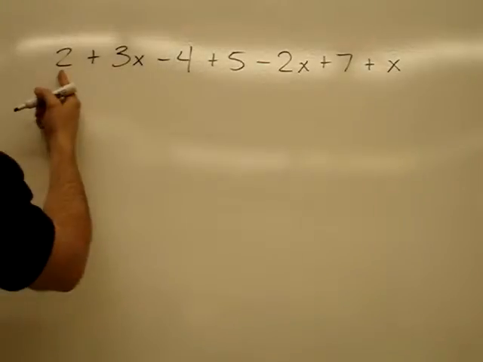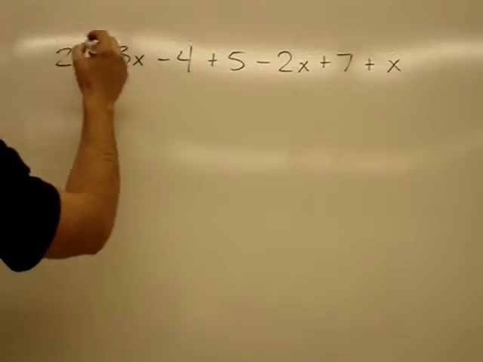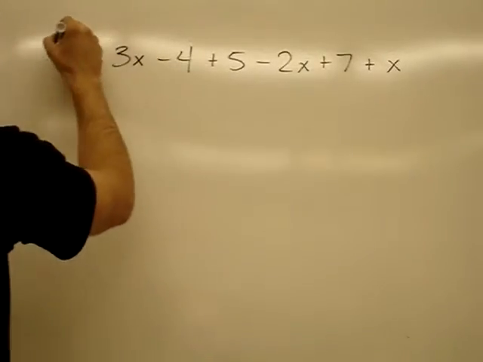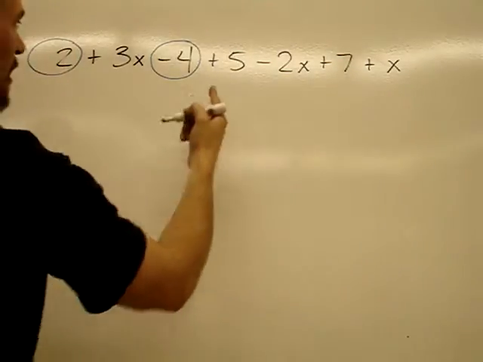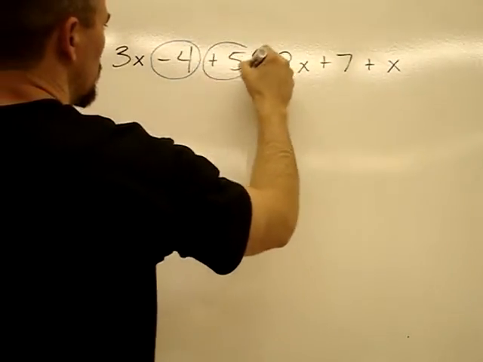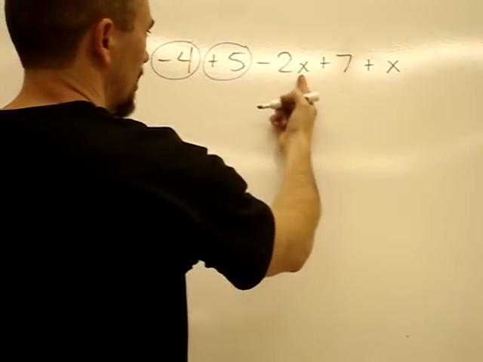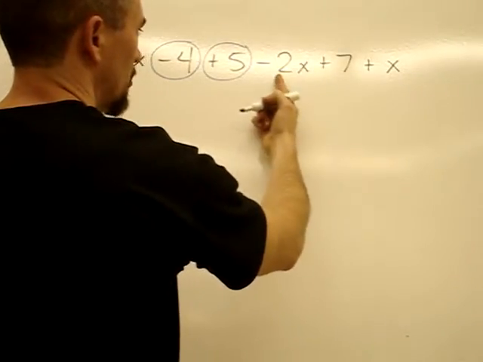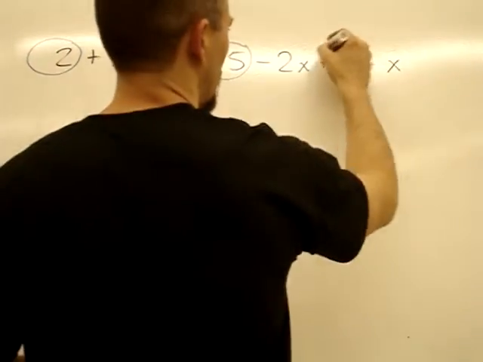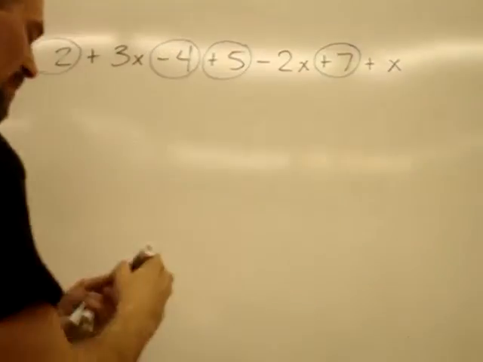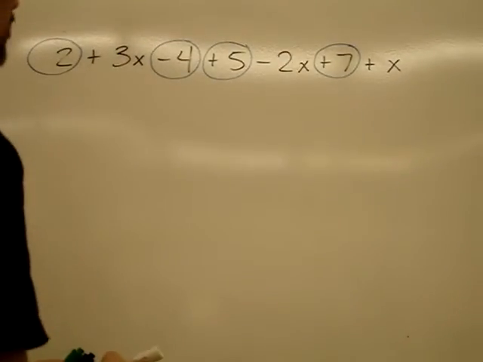So this is just a good old-fashioned number, doesn't have a variable attached to it, and this is just a good old-fashioned number, so we're going to put those together. We're going to say that these are like terms. Here's another just plain old positive 5. This is not just a plain old number, it's got a variable attached to it, so it doesn't belong with these guys.